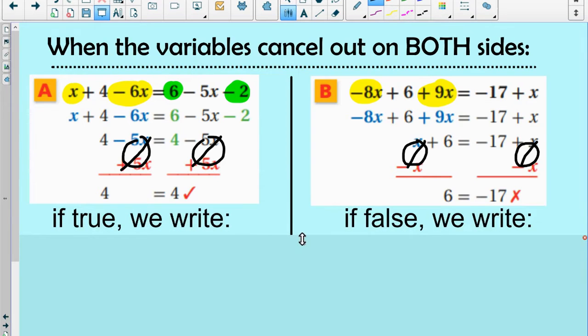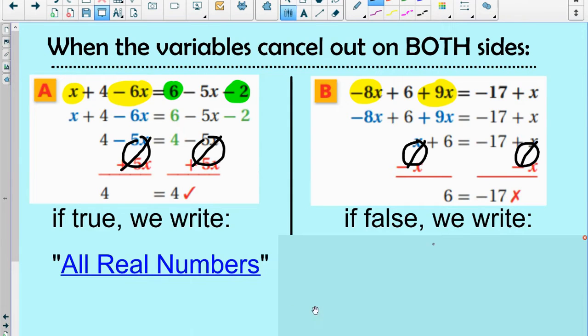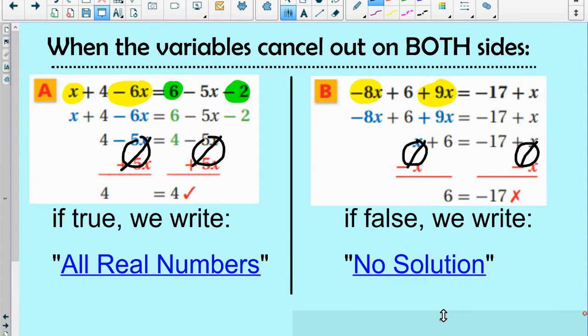So here's how we answer something like this. If the equation is true, like 4 equals 4, we would write all real numbers as the solution. So our answer in this case wouldn't be something like x equals 4 or x equals 0. It's just simply all real numbers as the final answer. In example B, when we have a statement that's not equal, two numbers that are different, meaning it's false, we would write no solution. Okay, so that's the terminology that we would use to answer it. But what does that really mean? All real numbers means that every real number would be a solution.